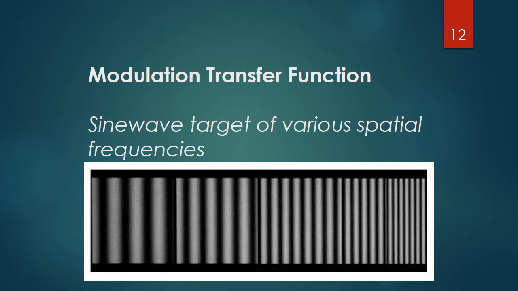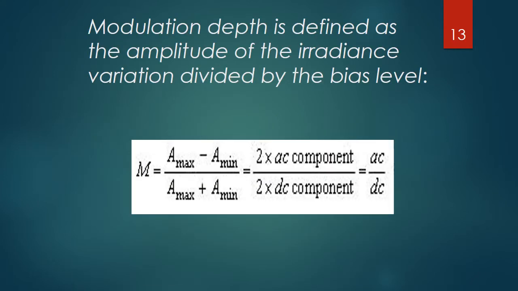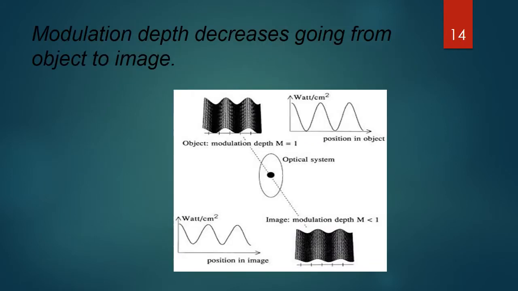The limited spatial resolution of the optical system results in a decrease in the modulation depth m of the image relative to what we had in the object distribution. The modulation depth is defined as the amplitude of the irradiance variation divided by the bias level. The modulation depth decreases as it goes from object to image.